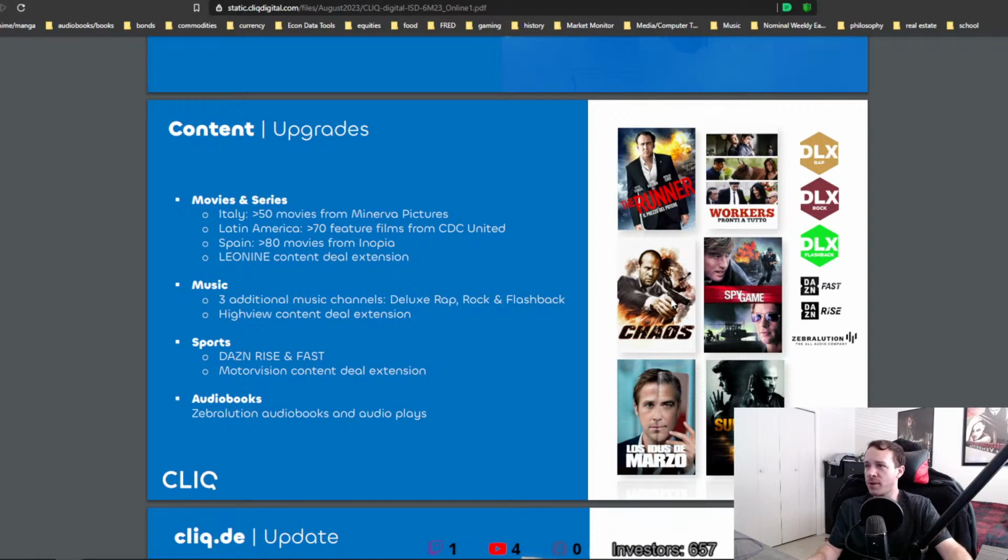But yeah, coming down the line, movies and series. Italy got 50 plus movies from Minerva Pictures, 70 plus feature films from CC United for Latin America, 80 plus movies from Inopia. So a bunch of different international studios, not Hollywood type studios, just other international markets, as well as what looks to be international releases of more Hollywood movies. Some of these are Hollywood movies just translated.